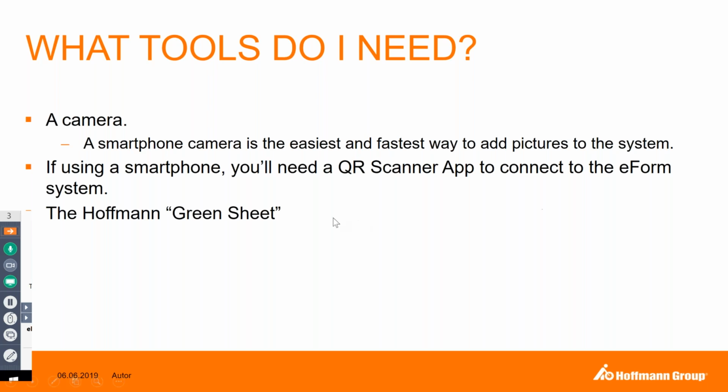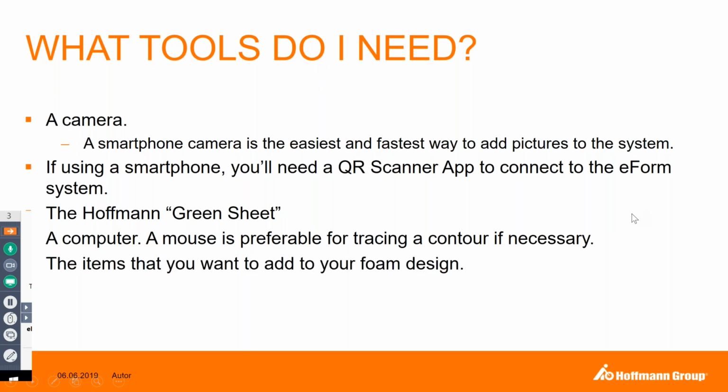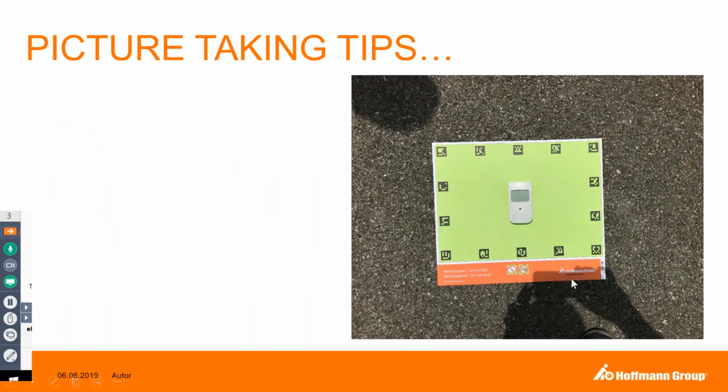You need a Hoffmann green sheet. So you cannot just take a picture of any tool. We have a scaled sheet that I'll show you a picture of in a minute. A local representative could bring that by to you, or we could mail one to you. You need a computer. A mouse is preferable, and I'll show you why when we're walking through it. Obviously, you need the items that you want to add to your foam design. And then lastly, a measuring tape or a caliper, because the image will be a 2D image, but you will need to know the depth of your item so that you can set the depth of the milling pocket.